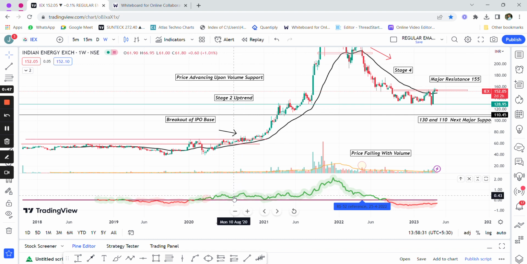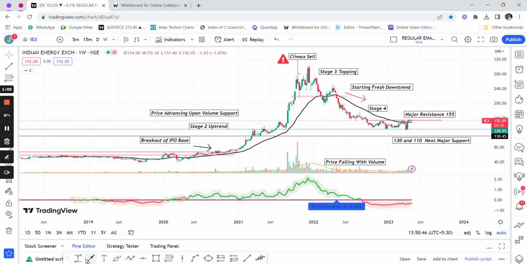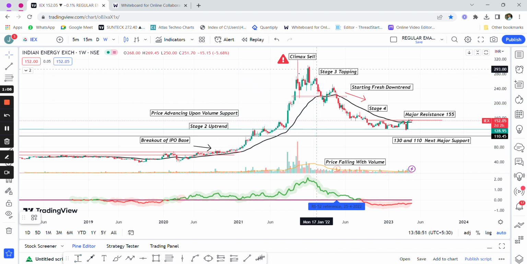Apart from that, you can also see there is a relative strength line that is in green color, and the relative strength line basically tells you whether a stock is outperforming or underperforming. So the stock had broken out, and after that you can see the stock rallied for more than 300-400% here. So after the breakout, the stock had rallied around 300%.